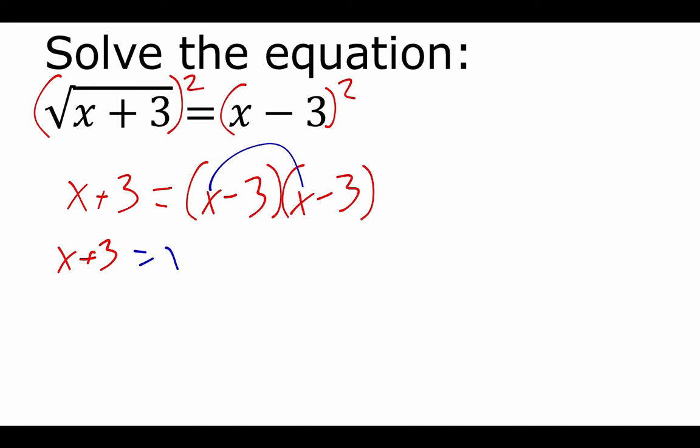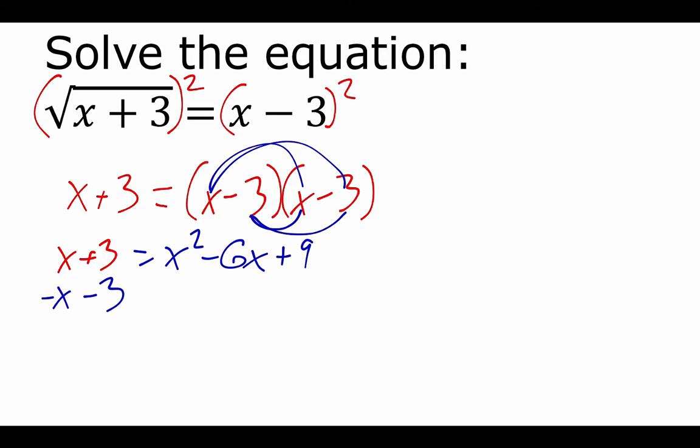We got x times x, that's x squared. X times negative 3, but also negative 3 times x. That gives us a grand total of negative 6x. And then we have negative 3 times negative 3, which gives us positive 9. Now I'm going to suggest getting everything on the same side. So let's subtract x and subtract 3 from both sides.